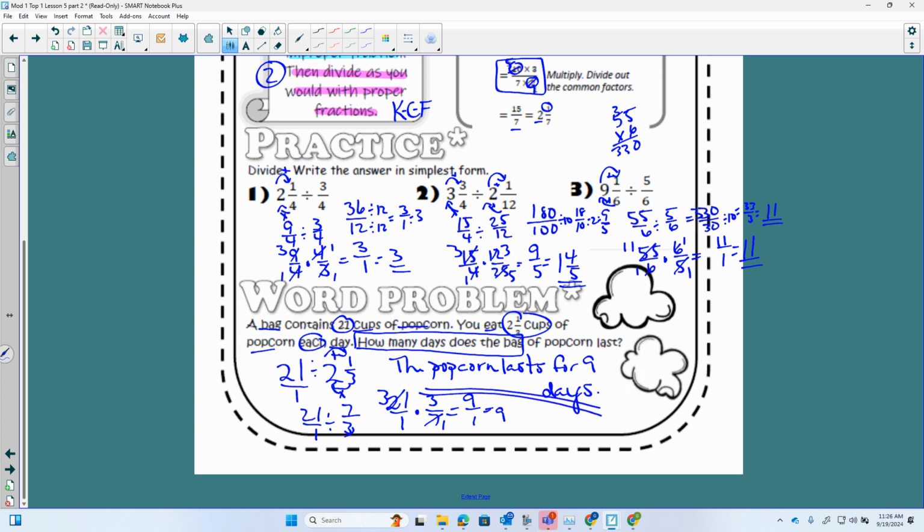I shouldn't see computers up. I don't know what's going on over here. Any questions on this page? Okay, let's go ahead.